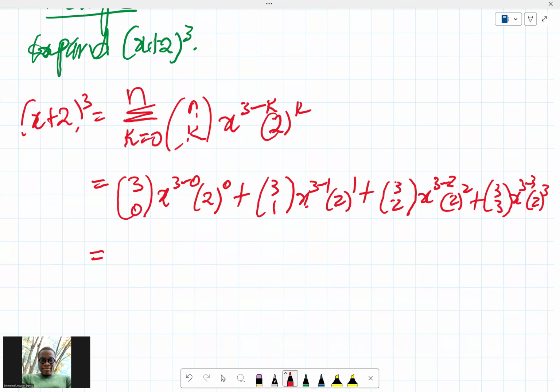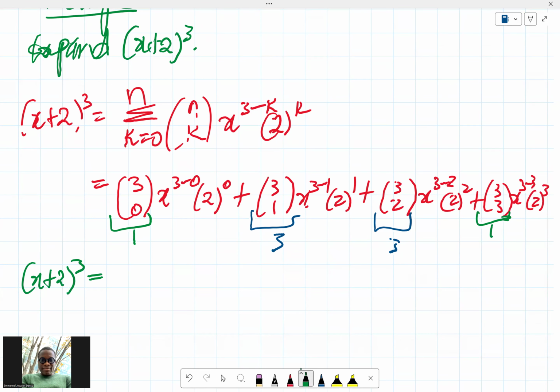So we can tidy things up. Just like I said in the other video, you already know that 3 combination 0 and 3 combination 3 are the same, so they are 1 each. Then you also know that 3 combination 1 and 3 combination 2 are the same and they are 3 each. That can help in our simplification. So x plus 2 raised to power 3 is the same thing as 1, then x raised to power 3, 2 raised to power 0 is 1.